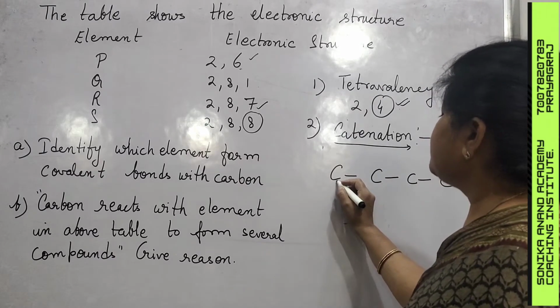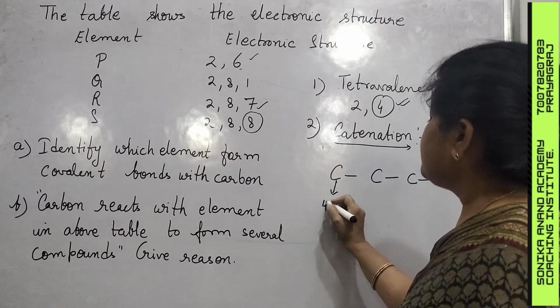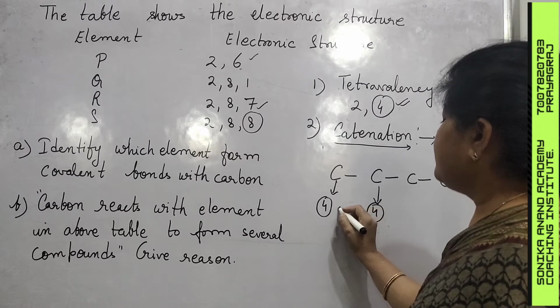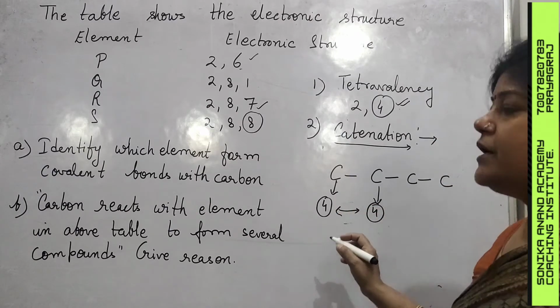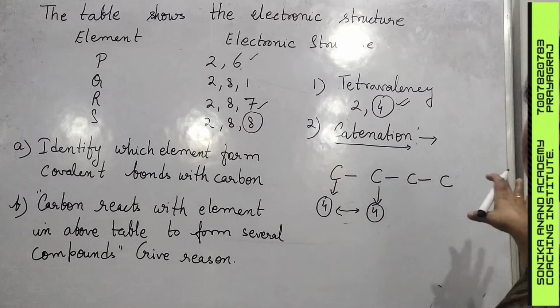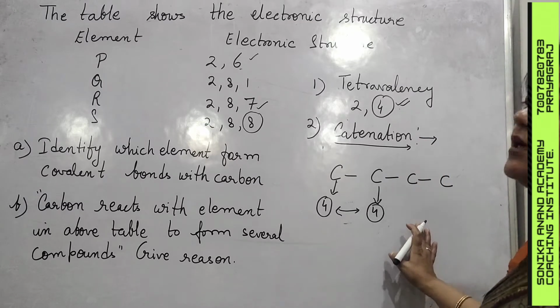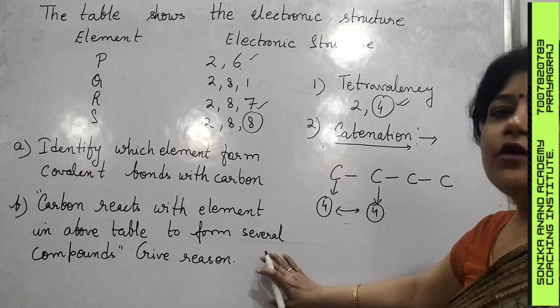That means each carbon atom also has 4 electrons in the outermost orbit, and they share their electrons, and in this way carbon forms a long chain. That means the property of self-linking of carbon elements leads to the formation of a lot of compounds of the carbon.